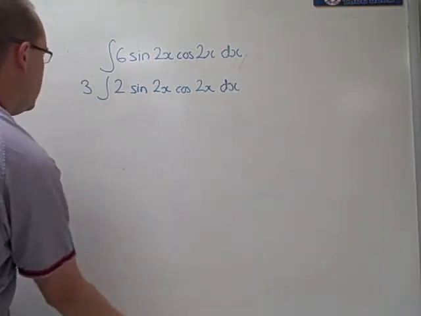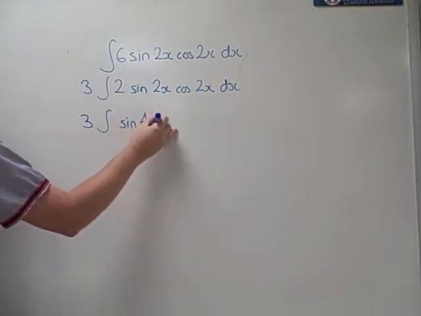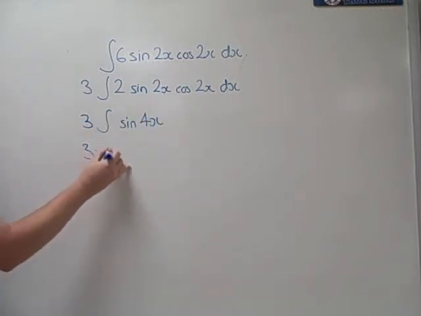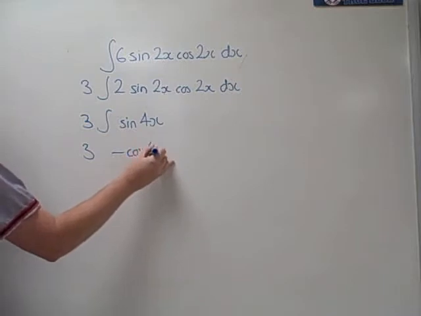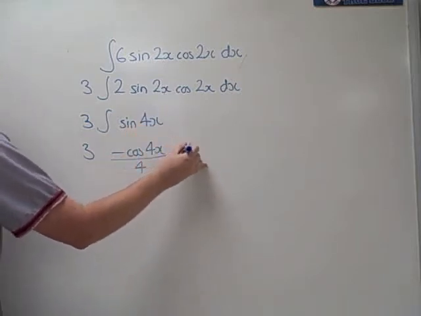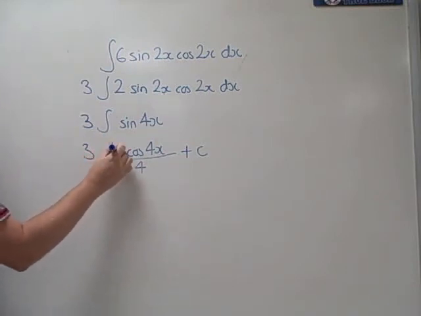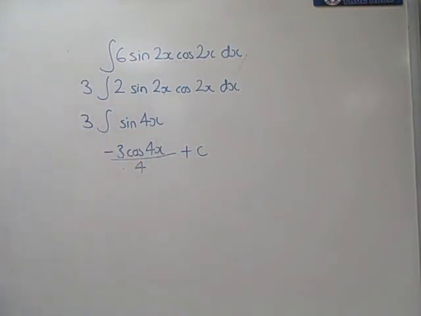So this integral turns into 3 times the integral of sine 4x, and then it's the same as before. The integral of sine is negative cosine over the original, or over the derivative I should say, plus c, and then when we bring the negative to the front, we get negative 3/4 cosine 4x plus c.